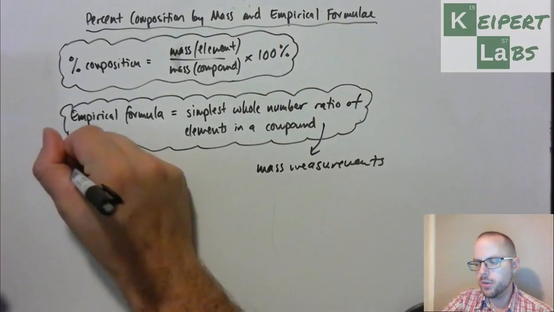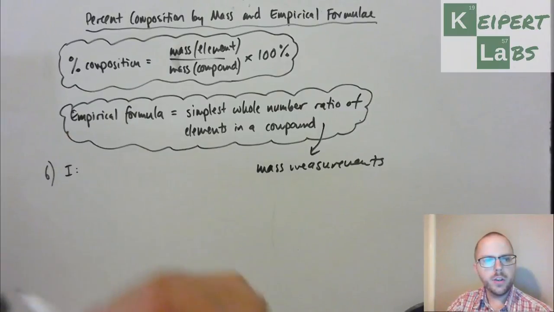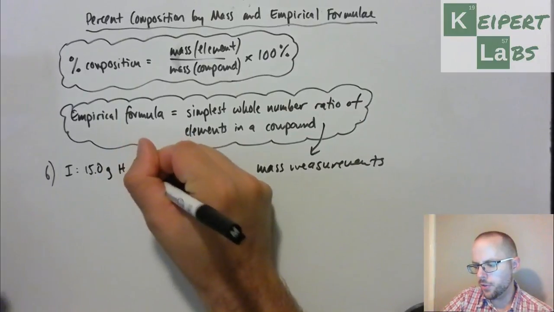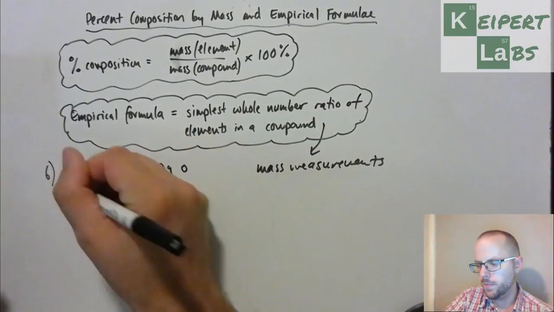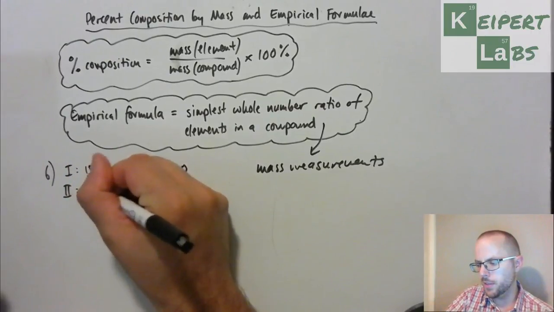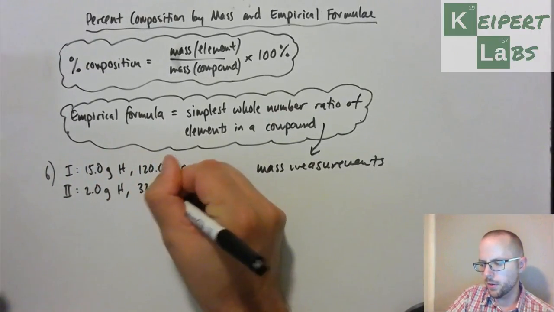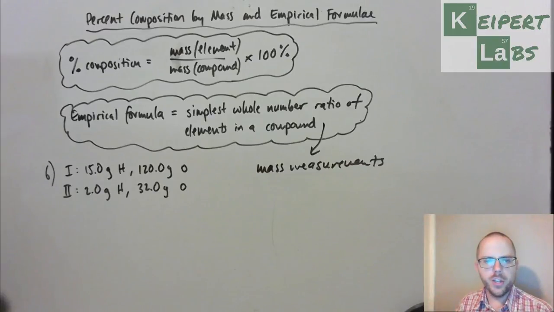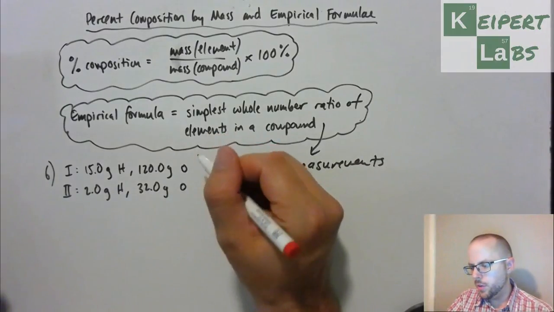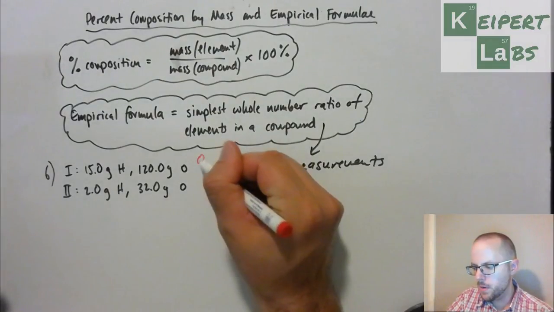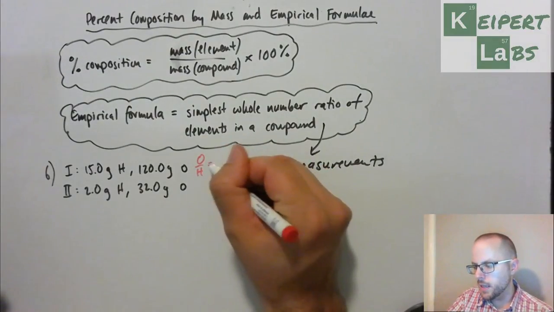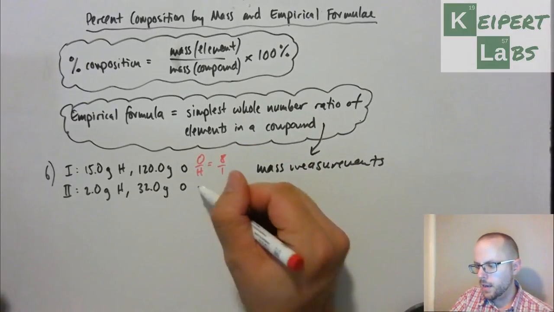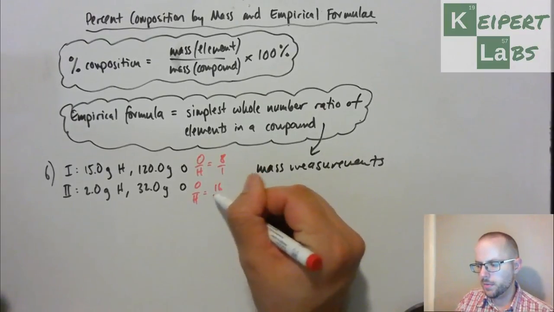We're told there are two compounds containing hydrogen and oxygen. Compound 1 is measured to have 15.0 grams of hydrogen and 120.0 grams of oxygen. Compound 2 is measured to have 2.0 grams of hydrogen and 32.0 grams of oxygen. So we can look at the ratio of oxygen to hydrogen in these cases. Here we've got 8 to 1, and here we've got 16 to 1.